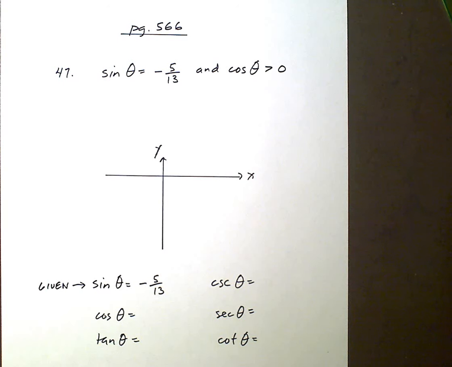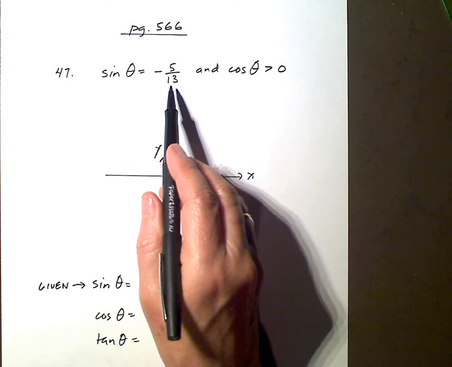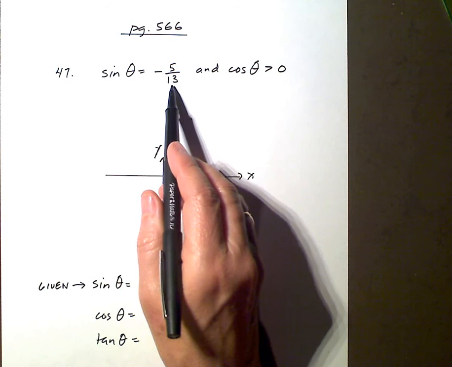All right, this is page 566, number 47, and in this problem, you've got to use some different hints you've got and put them together. First of all, you're given that there's an angle in standard position, and the sine of the angle theta is negative 5/13. So sine is negative.